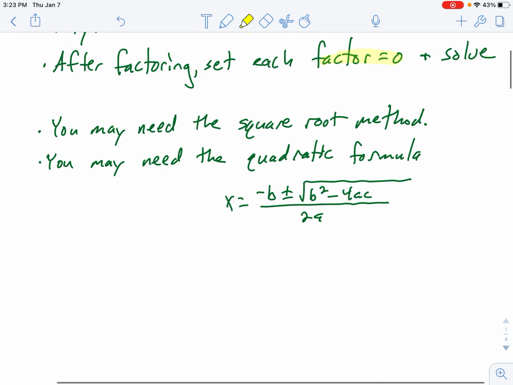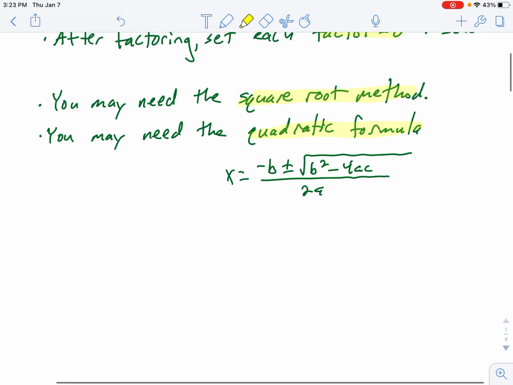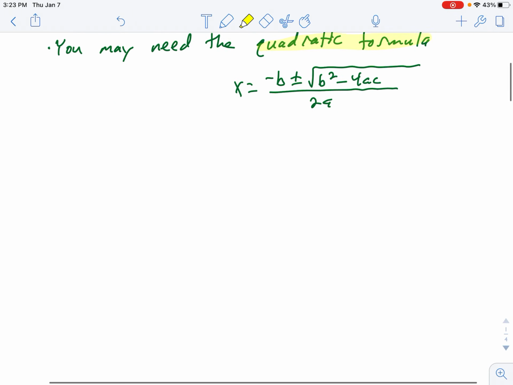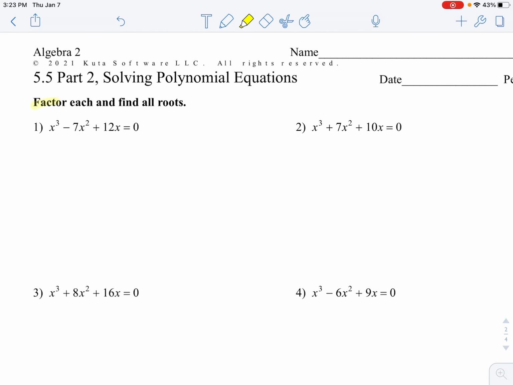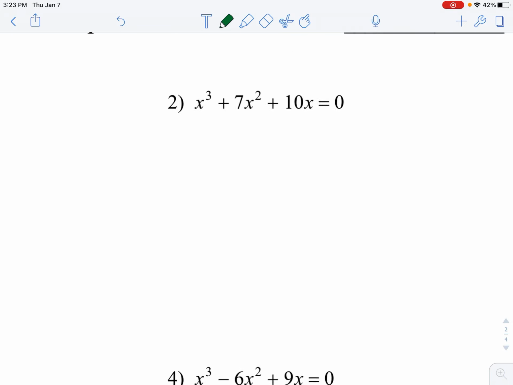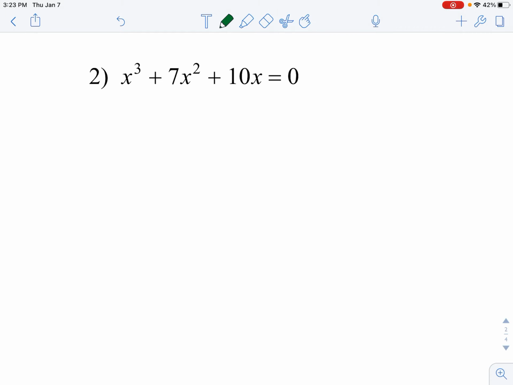Now this could be very simple, could use basic algebra, but it might also use more advanced algebra like the square root method or the quadratic formula, which I have written here. So let's get to it. Factor and find all the roots. Find all the roots is just another way of saying solve the equation. The equation solutions are referred to occasionally as roots. So find all the roots means solve the equation.